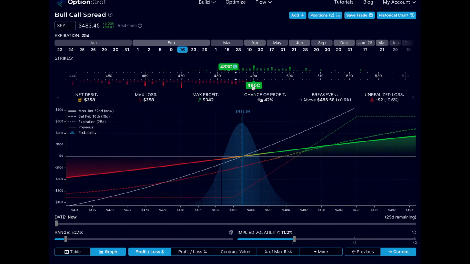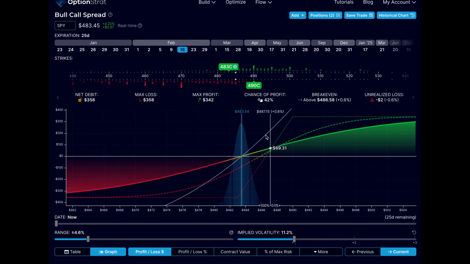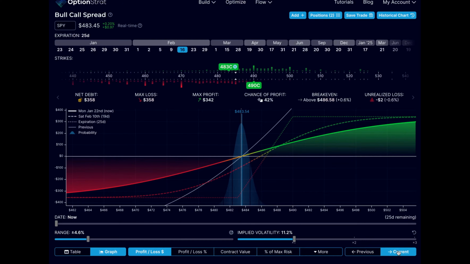And we can see a couple different things happen here. As I zoom out in range, we can see the white line here is my old trade, and this is the new trade. And I go back and forth between the previous and the current, and I can see that without that short call that I'm selling against this being in the mix, I have $703 in risk. But then when I add that short call into the mix, this trade is only going to be $358 in risk. So my break even gets a little bit closer as well.